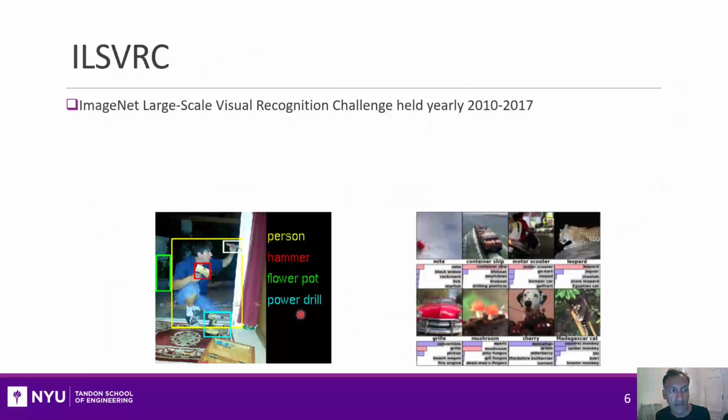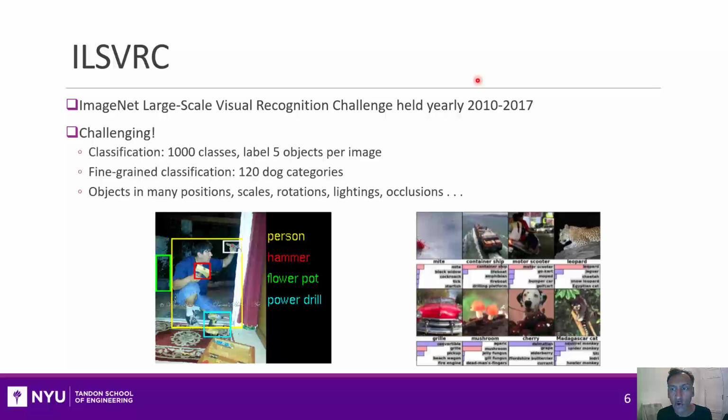So after creating this ImageNet dataset, in the next year, they created what's called the ImageNet Large-Scale Visual Recognition Challenge, and it would be held yearly starting in 2010. This was an enormously much more challenging recognition task than any previous image classification problem. Well, first of all, there were many more classes. There were about 1,000 of them. And in each image, there was not a single class, but you could see many different objects that would have to be detected. For example, a person, a hammer, a flower pot, and a drill in this case.